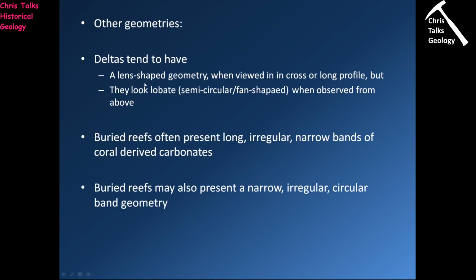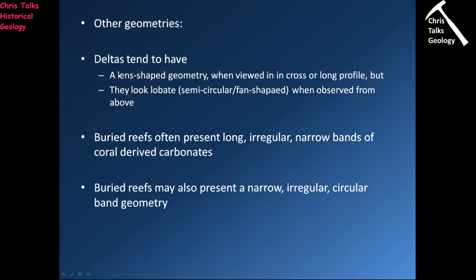So there are a couple of other geometries that turn up. Deltas have a very distinct geometry. If you look at a delta from the top down, it has what's referred to as a lobate geometry, so it looks like a semicircle, or more accurately like a fan. So it starts off narrow at one side and it broadens out. So this is if you look at it from the top down, and I have no idea what's happening to my spelling right there, I do apologise.